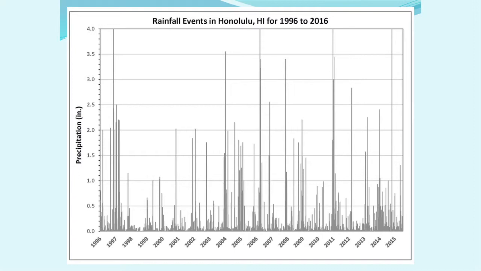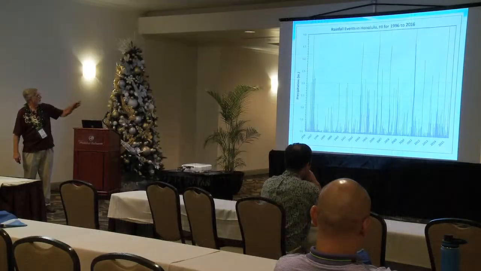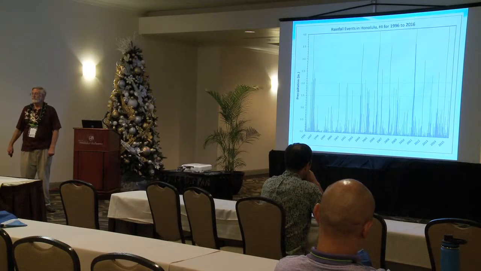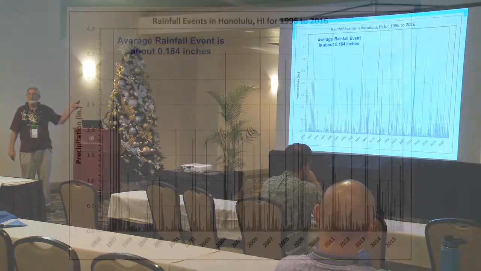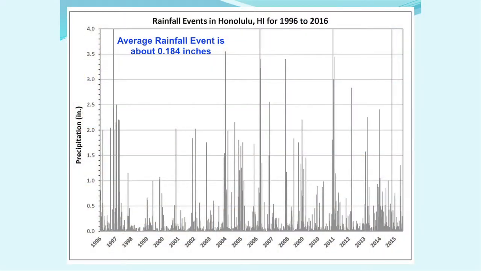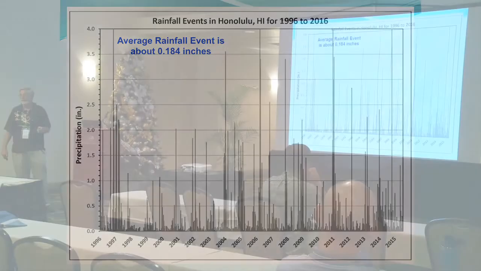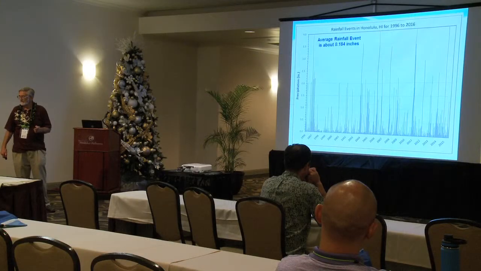20 years of data. And you look at it, and by the way, there's 1, 2, 3, there's 4 of them that exceeded 4 inches of rainfall. Look where most of them are, down here. Matter of fact, look at that number. That's your average rainfall in Honolulu at the airport. 0.184 inches of rainfall. Really?